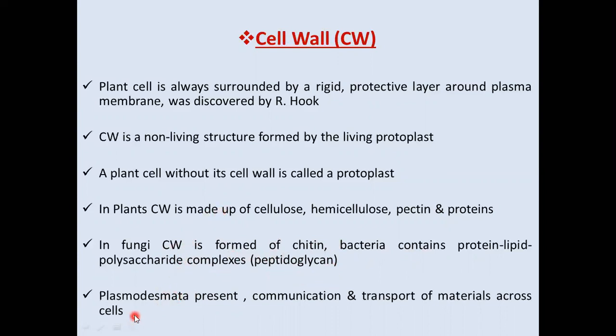Also, the cell wall contains plasmodesmata. Plasmodesmata are pores present in the cell wall, and they help in communication between cells and transport of materials across cells. So the pores present in the cell wall are known as plasmodesmata.